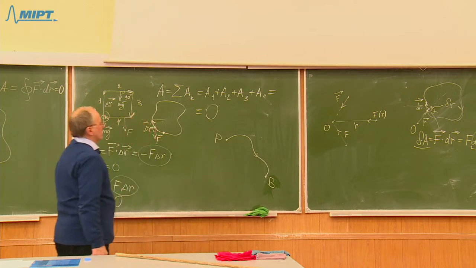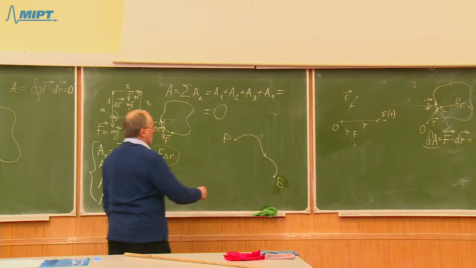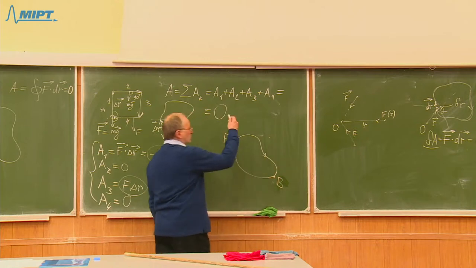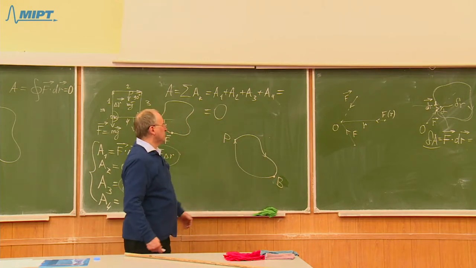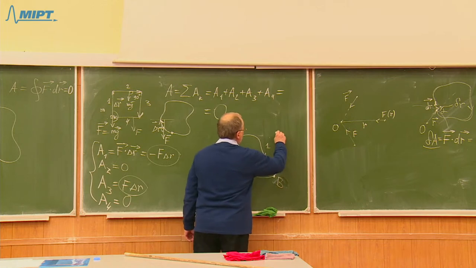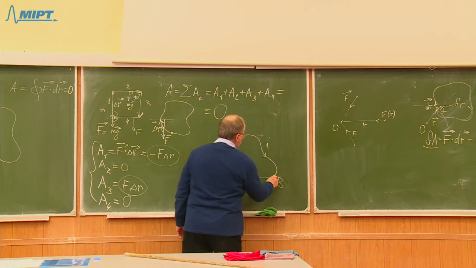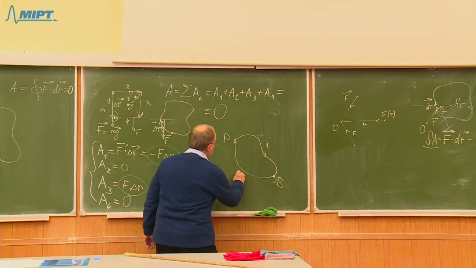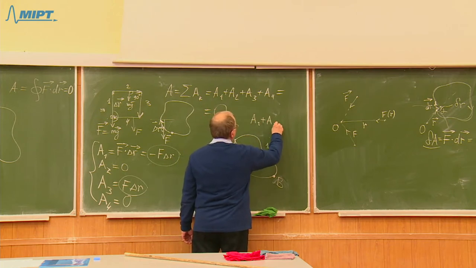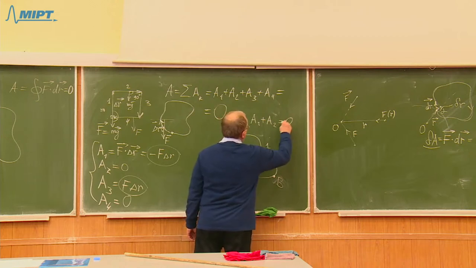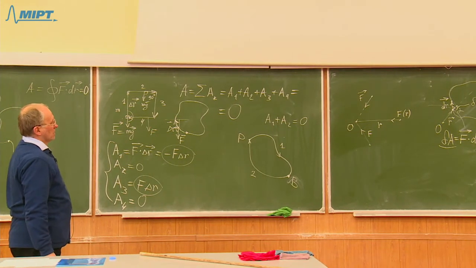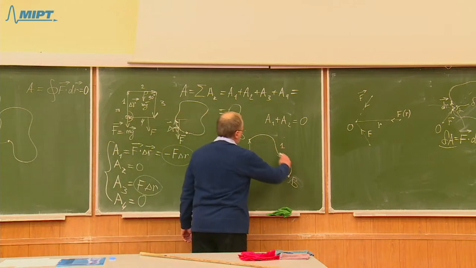If this is a conservative field, then if we return to the same point P, then the total work performed will be zero. What does it mean? It means that the work performed on the first section of our trajectory, and the work performed on the second trajectory, in total will give you zero. Total work performed is zero for any curved path of the particle.